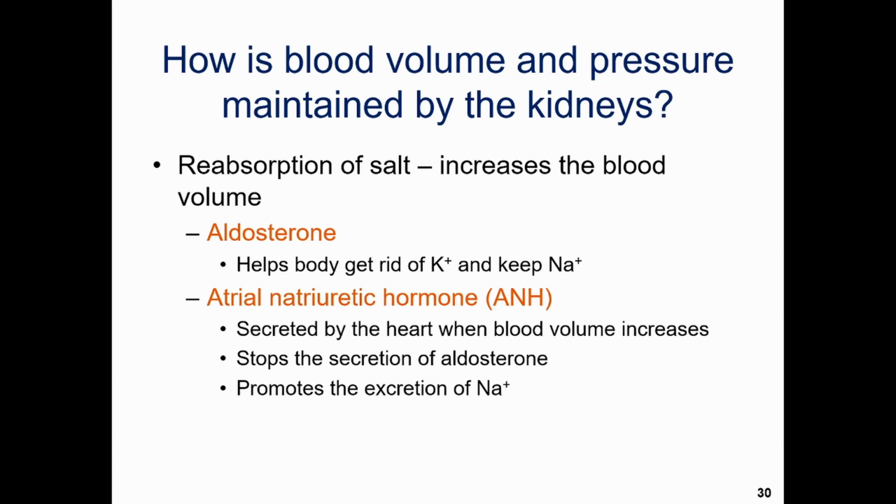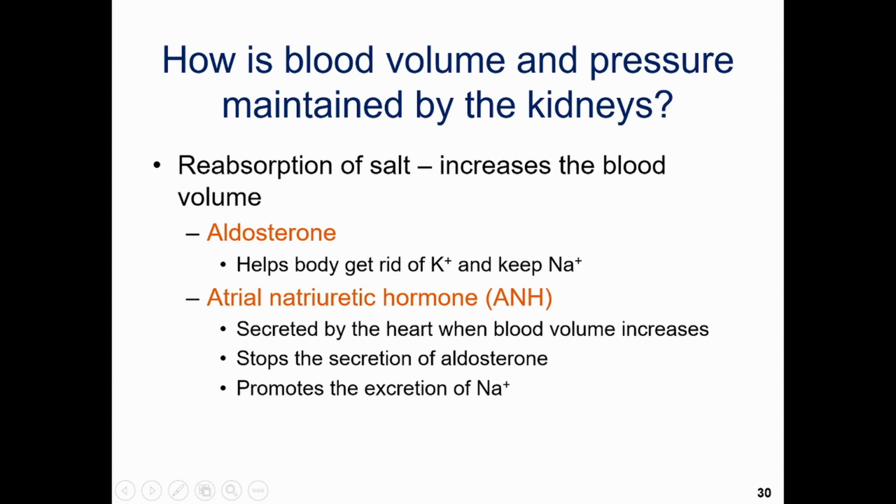Now we have a hormone that works in reverse or opposite of aldosterone, and that's atrial natriuretic hormone, or ANH for short. Atrial, that should make you think of the heart, right? Think atrium. Natriuretic has to do with sodium. Remember, sodium's symbol is Na, as we see here. So if you see this, you should think sodium. So something with the heart, something with sodium, and it's a hormone.